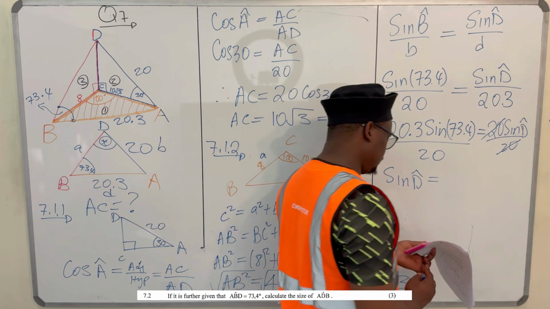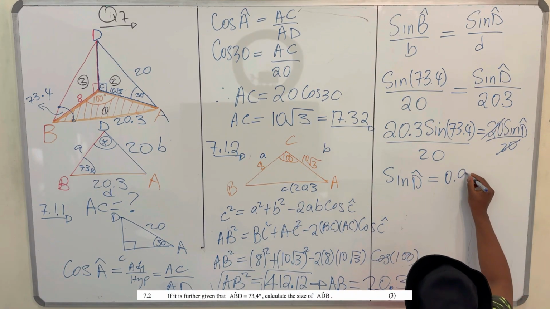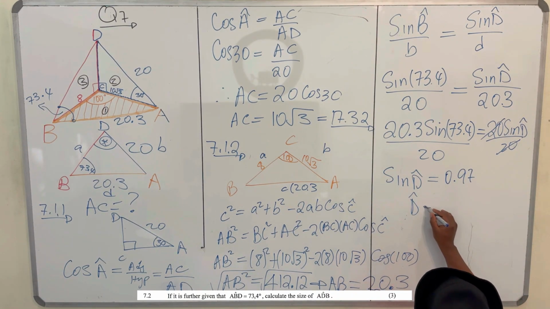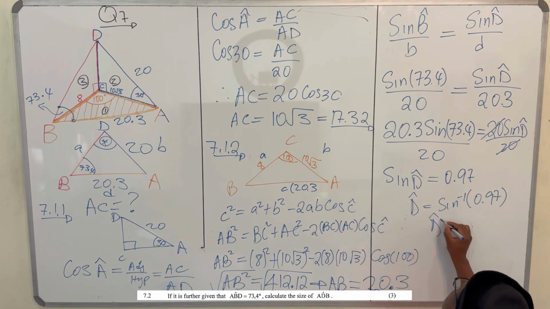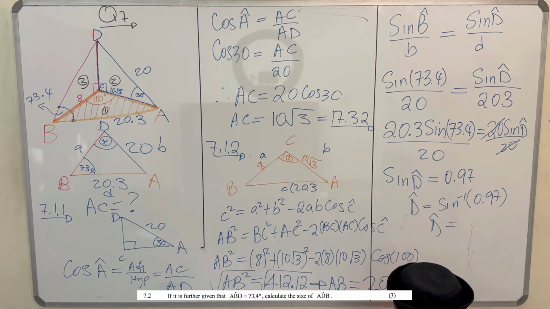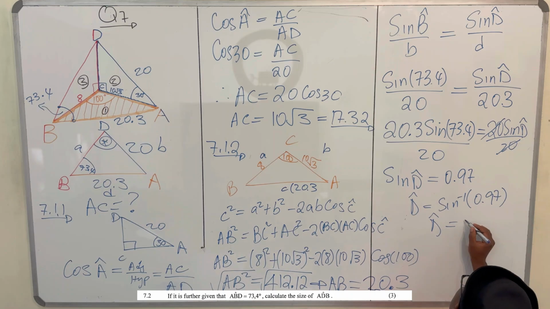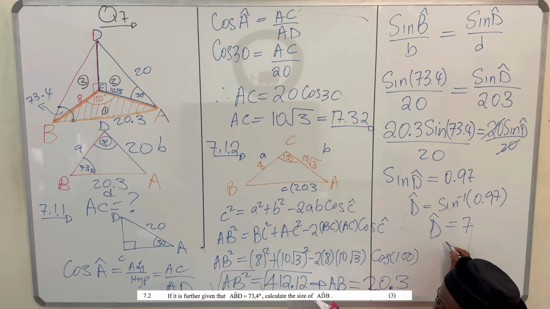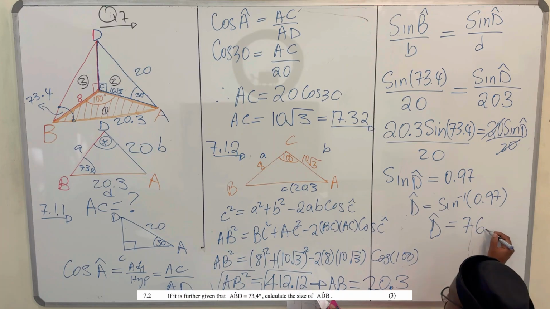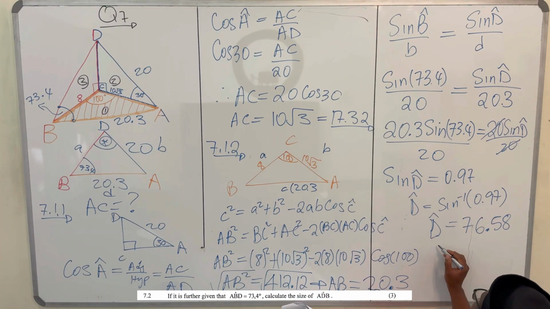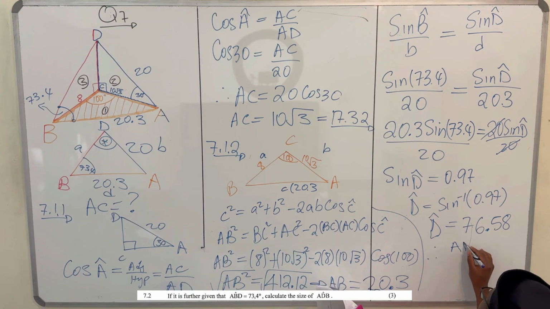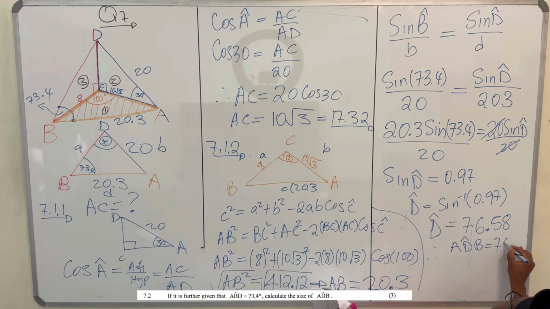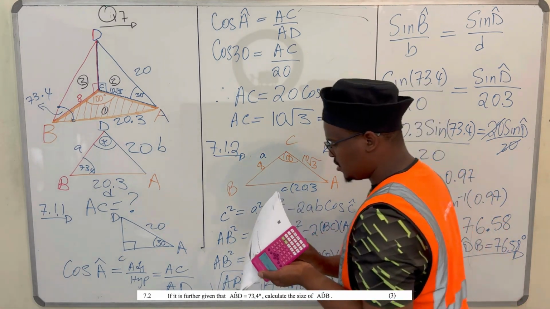You get that this is 0.97. So your angle D is equal to arc sine 0.97. Angle D is equal to 76.58. That's where your angle D is at. You can say therefore your ADB is equal to 76.58 degrees. And you're done with question 7.